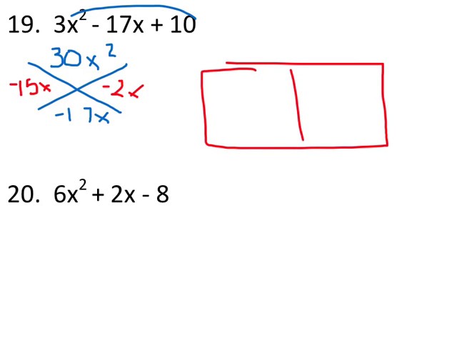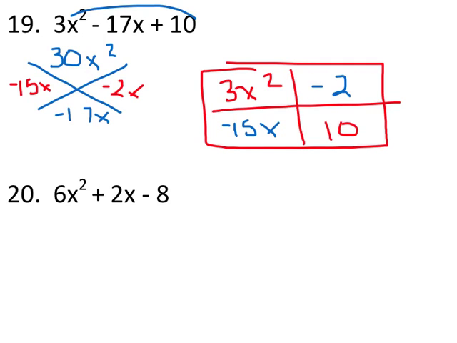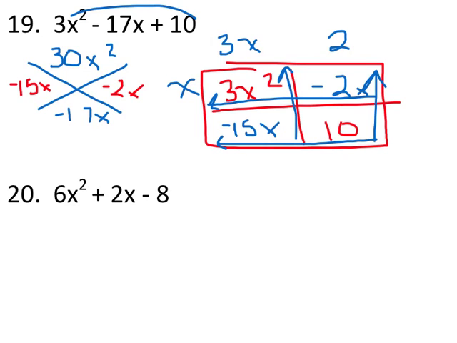Now we move on to our box. 3x squared goes in the first box. 10 goes in the last box. Negative 15x and negative 2x go in our side boxes. Greatest common factor between 3x squared and negative 15x is 3x. Greatest common factor between negative 2x and 10 is 2. Greatest common factor between 3x squared and 2x is x. And greatest common factor between negative 15x and 10 is 5.